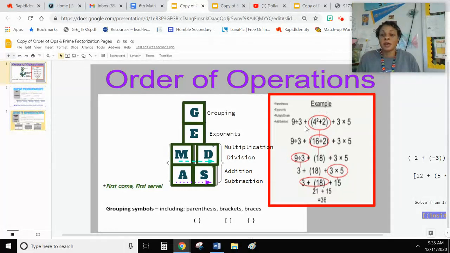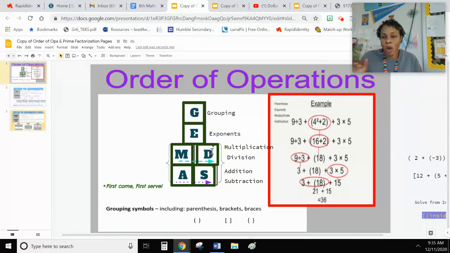4 squared means I'm going to multiply 4 times itself. That means I'm going to have two 4s. So 4 times 4 will become 16, as you see in the next step. And then 16 plus 2 will become 18. So then we're done with everything in parentheses, okay? We already did our exponents part, and now we will move to multiplication and division.